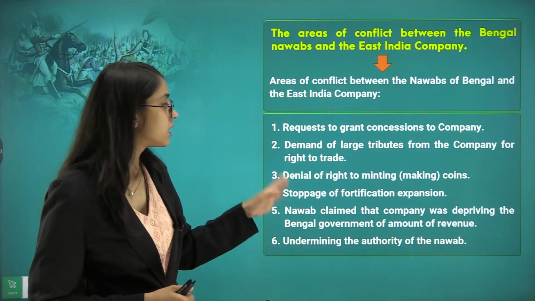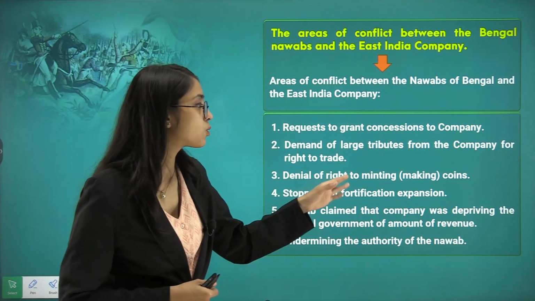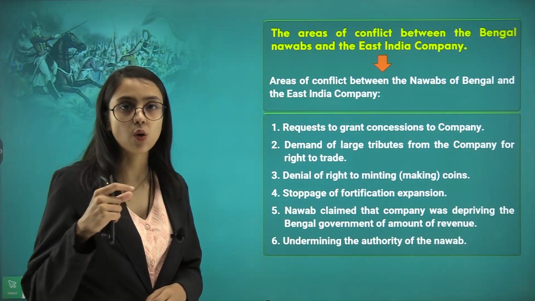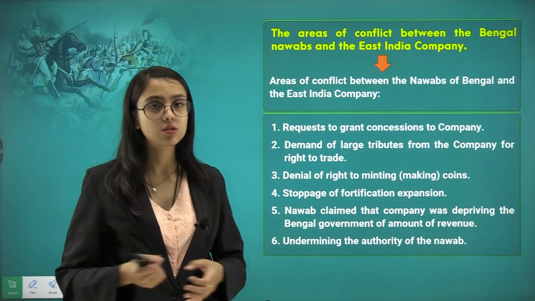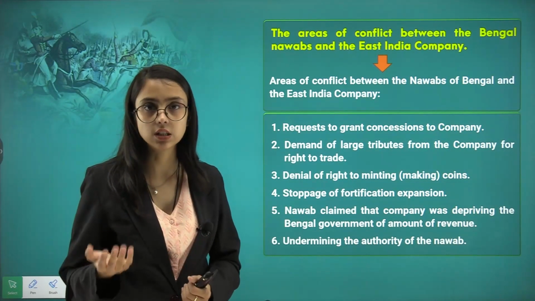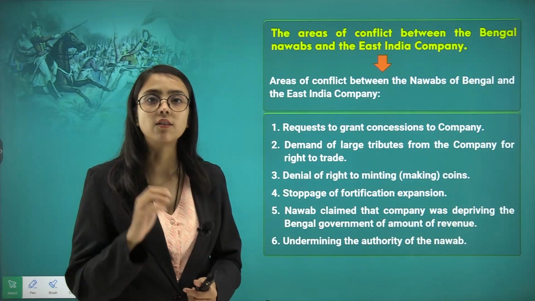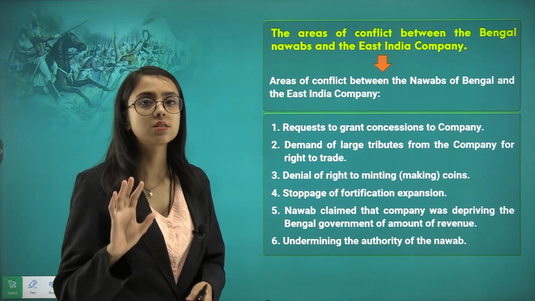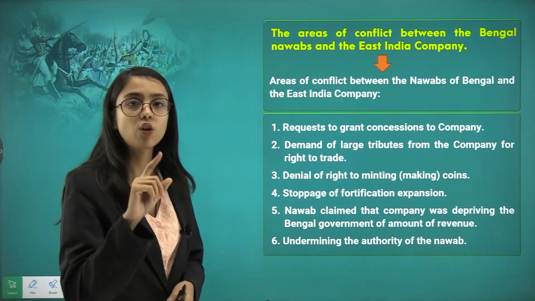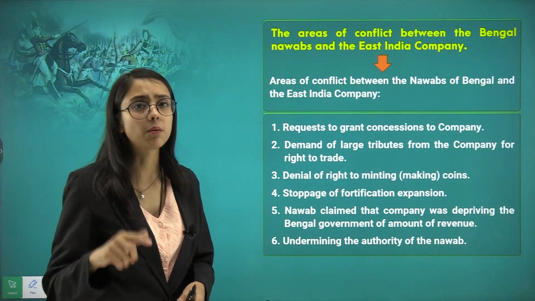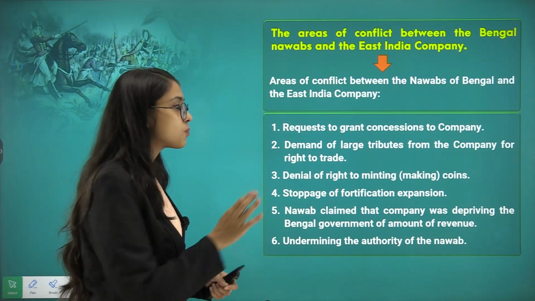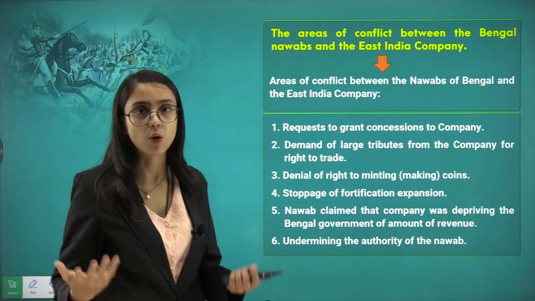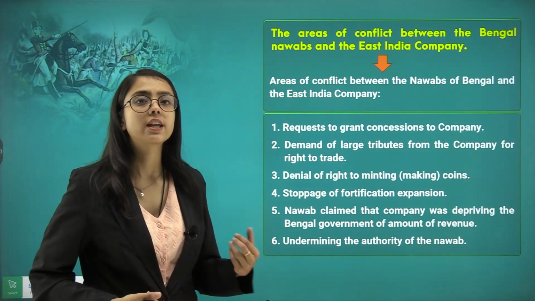Apart from that, there was a denial of the right to minting, which is making coins. Of course, it's not that anybody can produce currency. You and I cannot produce currency. It has to be under the government, under the ruler, isn't it? So what was the major conflict? The East India Company did not have the right to mint coins, of course. Then there was the stoppage of fortification expansion.